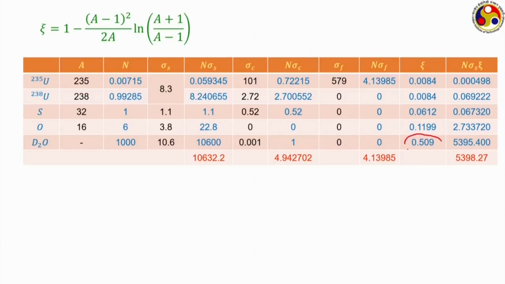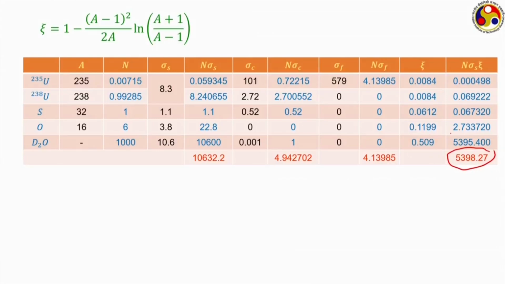Apart from D2O, the value of zeta for D2O actually is given in the problem statement, because this particular relation here, A refers to the atom mass number of any isotope, and hence we can calculate it only for a single element, but not for a compound like heavy water. So, this value of 0.509 has to be given in the problem. Here we can assume it to be given. And once we have evaluated the zeta value for all the elements, we calculate N sigma S into zeta for all of them, and again we take a summation of that.